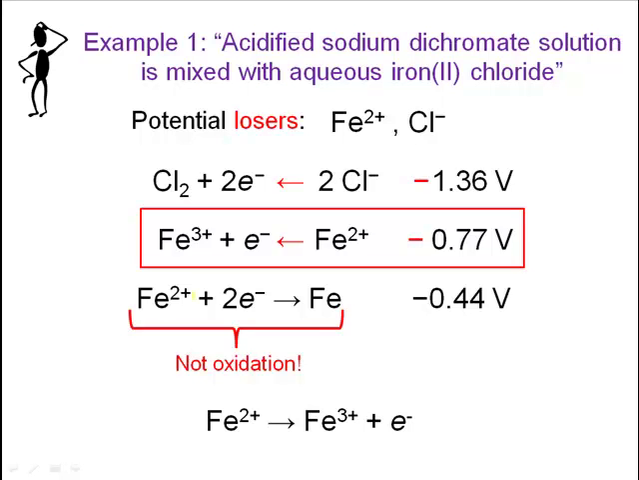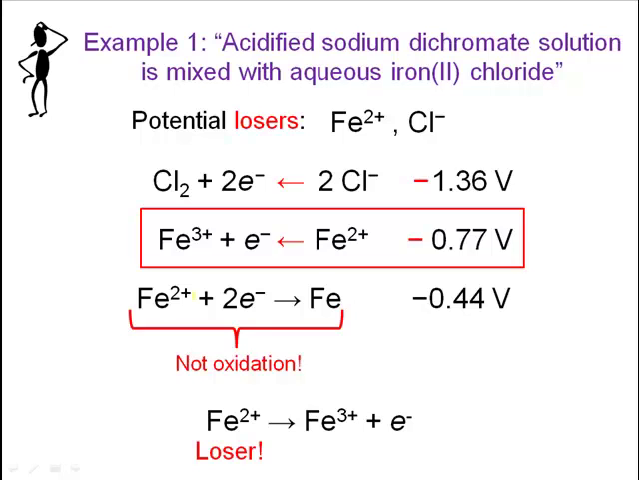And this one is the one closest to positive, or closest to the highest positive, so that is the potential loser, or the loser reaction. So it's the one that's losing electrons, and then the dichromate, the chromium, sorry, is gaining those electrons. Okay, so those are the steps to go through. Find the winner, then find the loser.